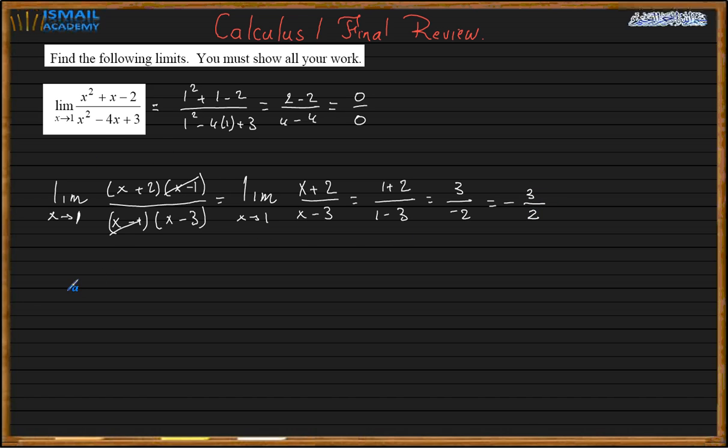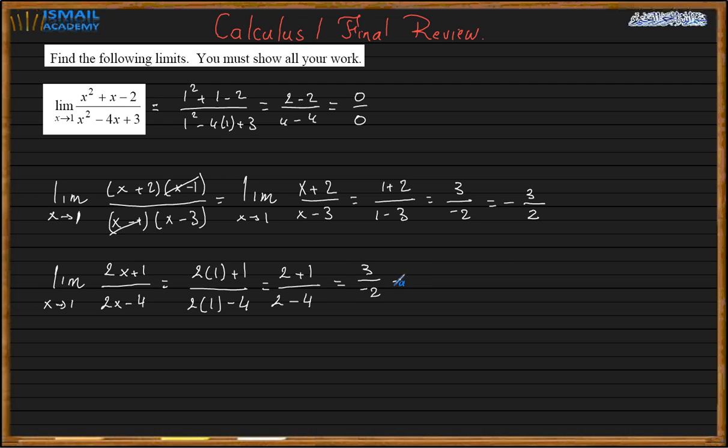If you want to use L'Hopital's rule, I have to do the derivative of the top and the bottom, so it's going to be the limit of 2x plus 1 over 2x minus 4 when x goes to 1. Now I substitute 1 into the expression, so it's 2 times 1 plus 1 over 2 times 1 minus 4. So it's 2 plus 1 over 2 minus 4, which is 3 over minus 2, minus 3 half. As you see, same thing. Either you use L'Hopital's rule or you factor, you will get the same answer.